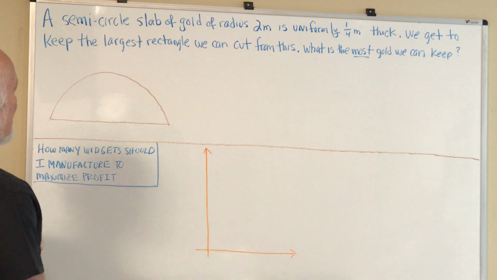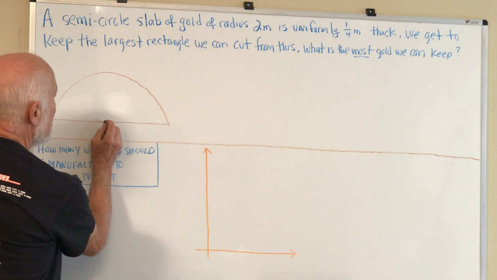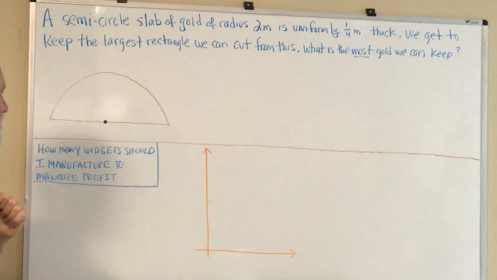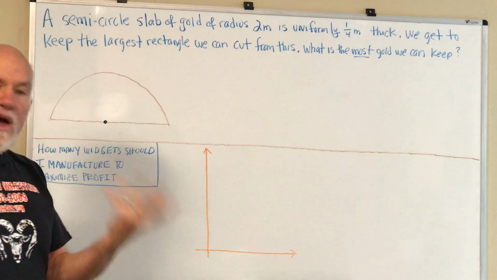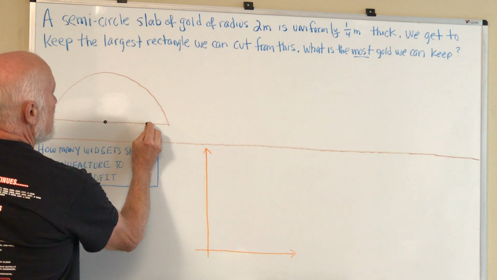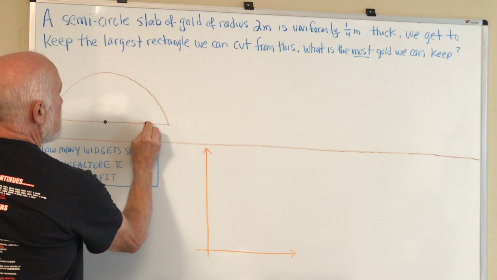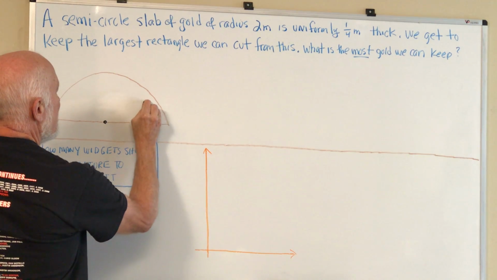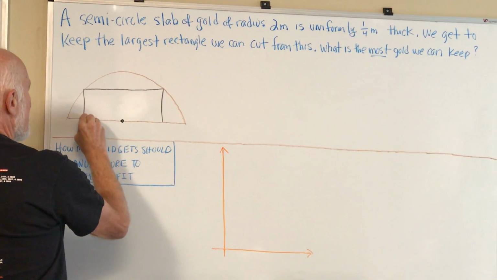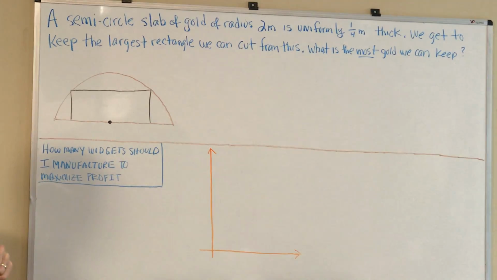So basically, since this is a semicircle, what really defines it is its center, so I should probably put in the center, and now I get to make my rectangle. Well, I'm gonna see if I can make the largest rectangle I can. This is a maximization problem. So I'm gonna try like that.